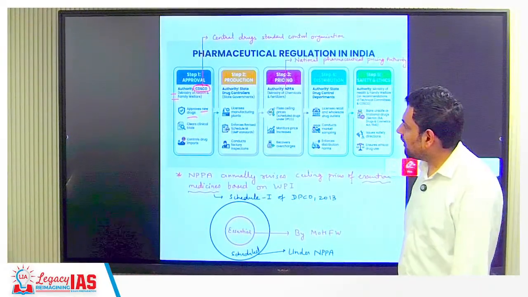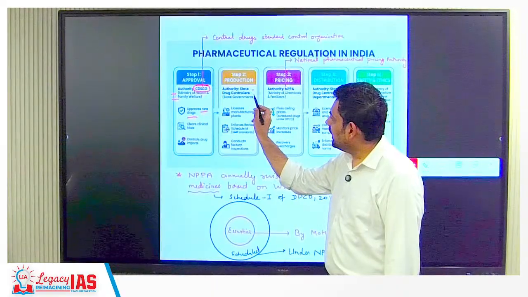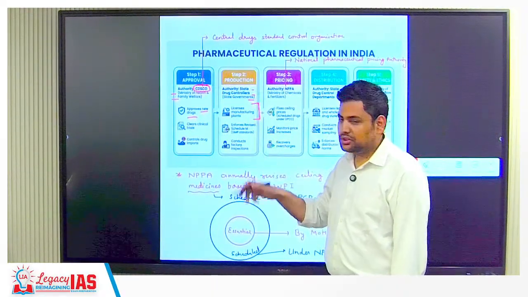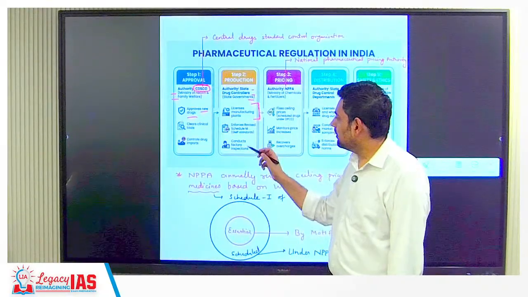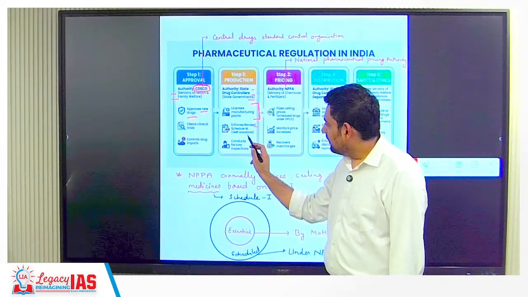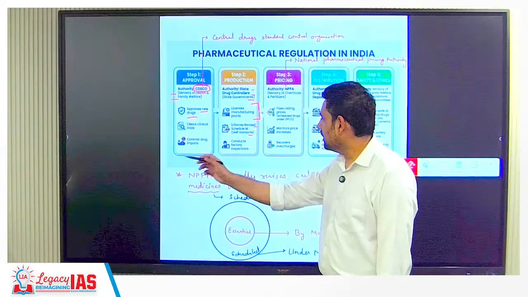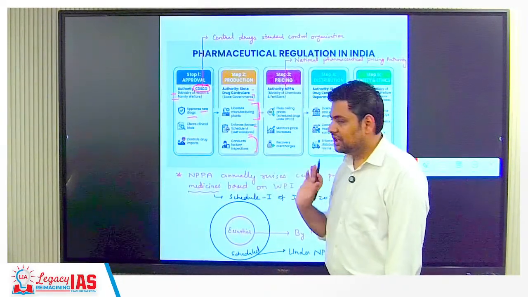Now after that, you have state drug controllers that are under state government. They will give licenses to manufacturing plants where the drugs have to be manufactured. Then they will follow all the standards that have to be followed in the factories. All those are ensured here. Factory inspections, all these are done at the state level.